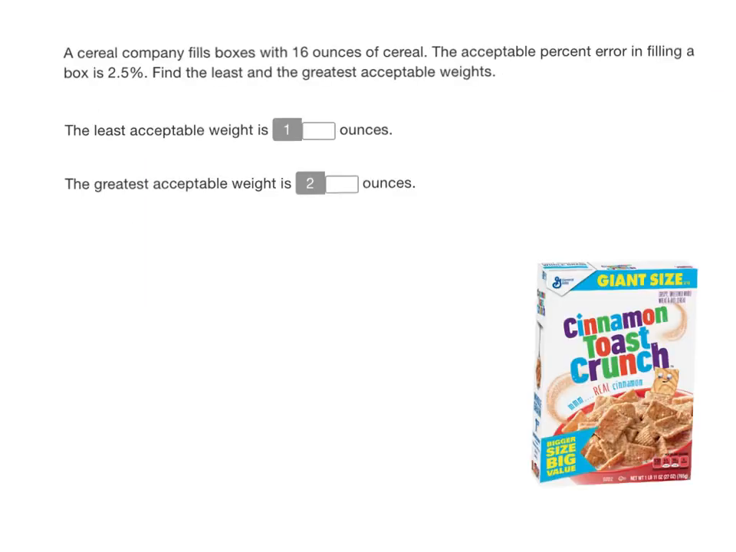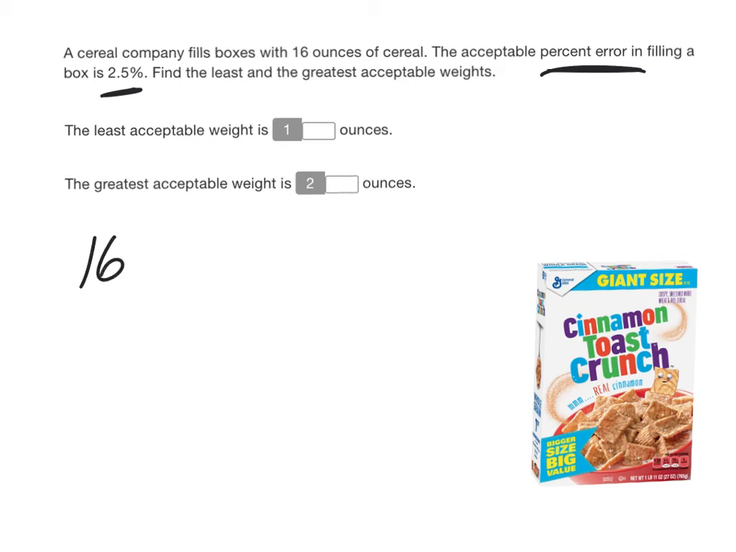Oh, there's my problem I missed. A cereal box fills boxes with 16 ounces of cereal. The acceptable percent error in filling a box is 2.5%. Find the least and the greatest acceptable weights. So we first have to figure out what is 2.5% of 16.